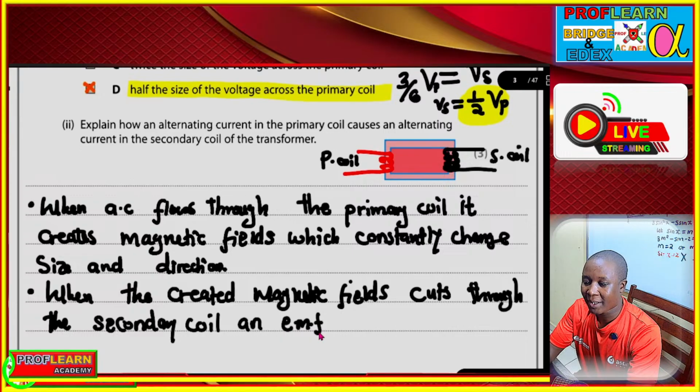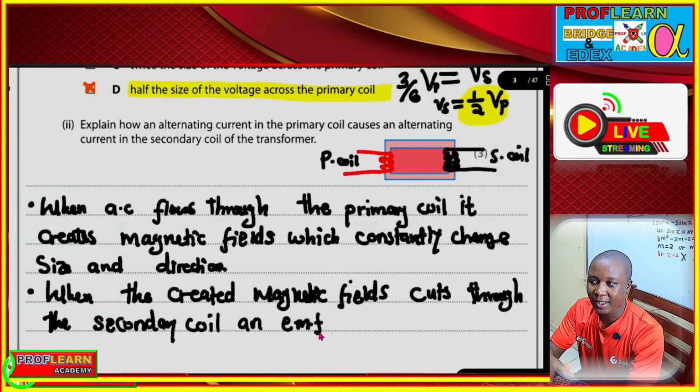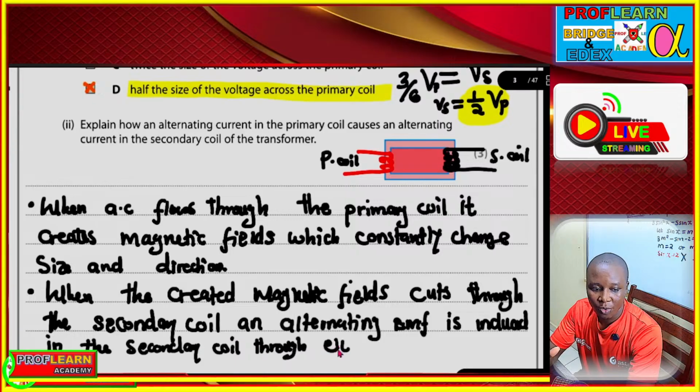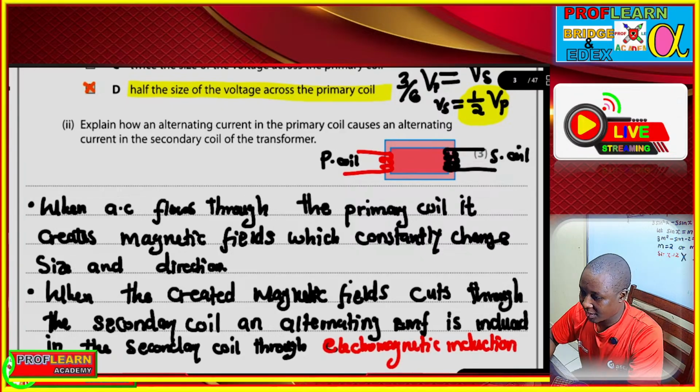So when the created magnetic field, because we have said in the primary coil we're going to have alternating current passing through the primary coil, when that happens, they will create magnetic fields which are constantly changing size and direction. When these magnetic fields cut through the secondary coil, an alternating EMF is induced in the secondary coil, which is going to result in a flow of current. Basically, that's what you are going to say as far as this particular question is concerned. It is induced through electromagnetic induction.